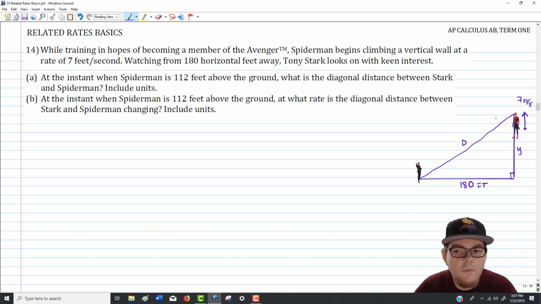So everything's set there. The only thing moving right now is Spider-Man going up, and as Spider-Man goes upward, the diagonal distance, or the length of the hypotenuse, is increasing too. So from here, our two questions. I've put two on the first page, simply because they're very related.